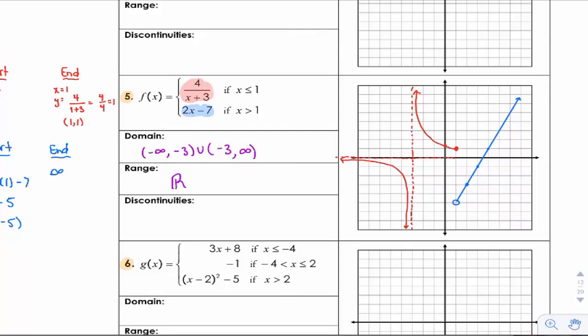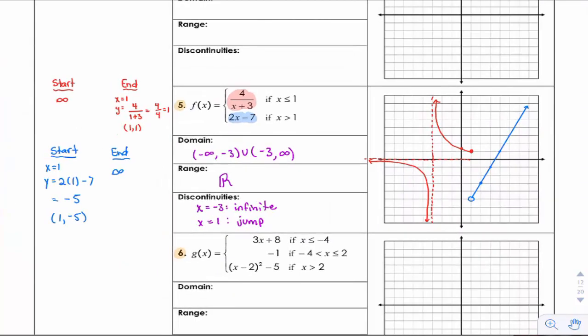So the last thing to really recognize on this is that you do have discontinuities. There's actually 2 of them. The first one is x equals negative 3, and that is going to be that infinite discontinuity because it's an asymptote. The other one is that jump discontinuity. So here it's going to be x equals 1, and we call it a jump discontinuity because I have to lift my pencil to keep drawing. But it doesn't affect my domain, as you can see. So that is number 5.